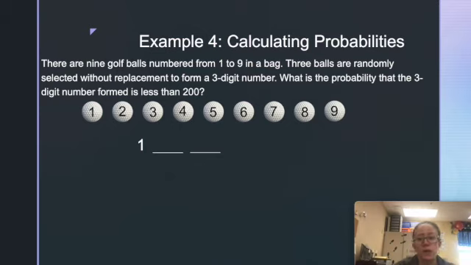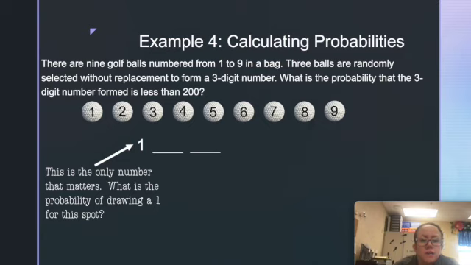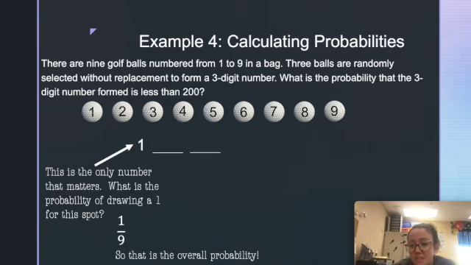So 187 works, 156 works, 165 works. So you have to have the 1 in the first position in order for it to work. So what is the probability of drawing a 1 for that spot right there? Well, there's number 1 out of 9 golf balls. So there we go, 1/9. And that's it. That's the overall probability. So that one actually didn't need a combination, permutation, whatever.